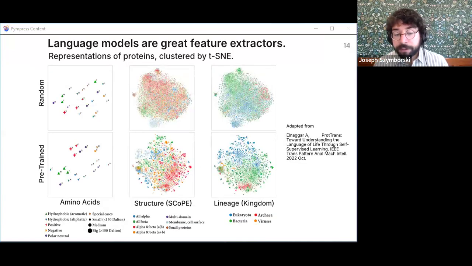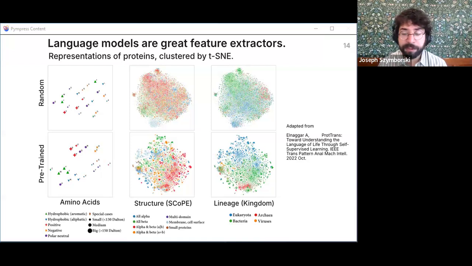There's a good reason for the proliferation of pLMs. They are really good at extracting features from amino acid sequences. That makes them an excellent choice for PPI inference. Here we see a figure from the ProtTrans paper, which demonstrates that representations of proteins generated by their pLMs cluster according to structure and lineage.